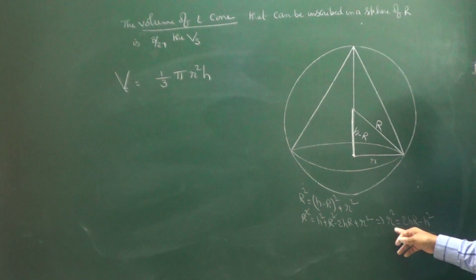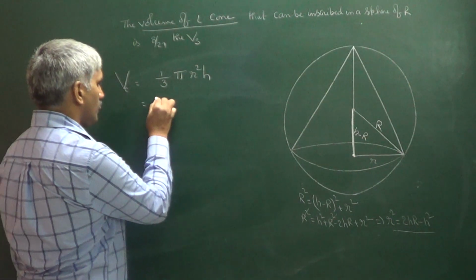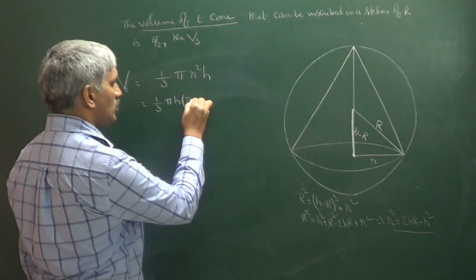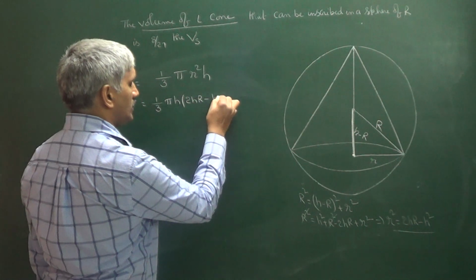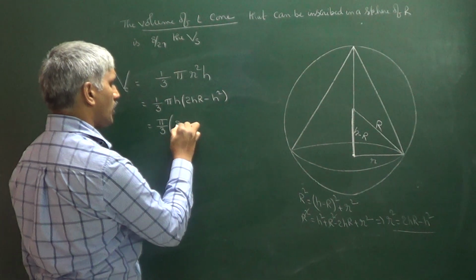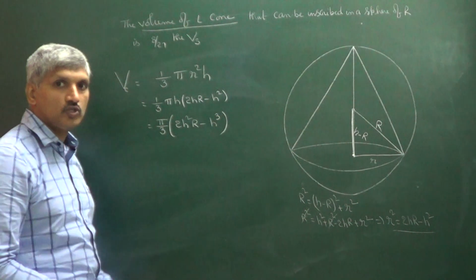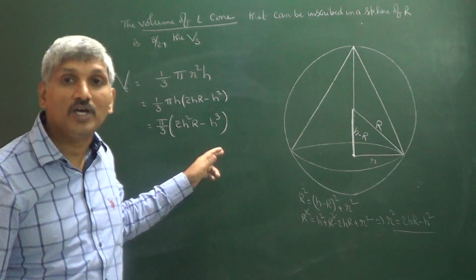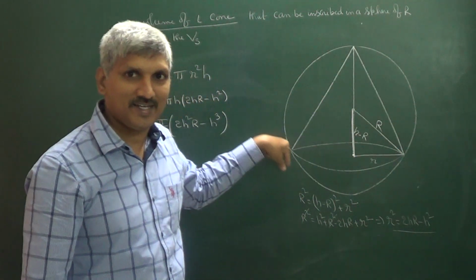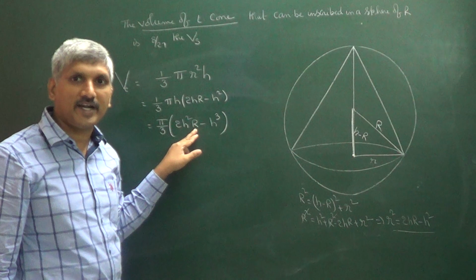We have the information r square is equal to 2hR minus h square. So here I am writing 1/3 pi h into, in place of r square, 2hR minus h square. Now we can write this as pi/3 into (2h square R minus h cube). Sir, what is the use, sir? Here also r is a variable, h is a variable. Capital R is not a variable. Given a sphere, the sphere is fixed. Whenever the sphere is fixed, the radius of the sphere we can take as a constant.